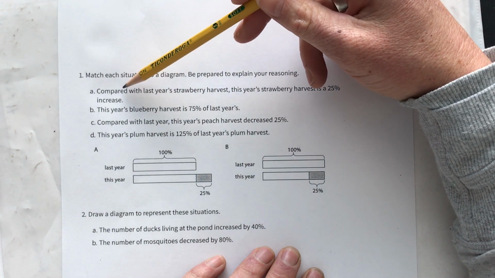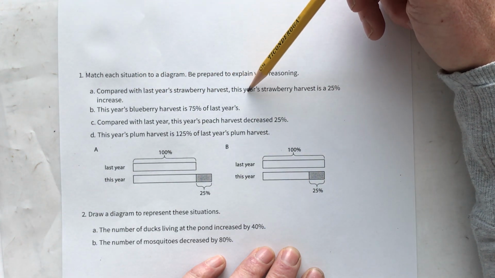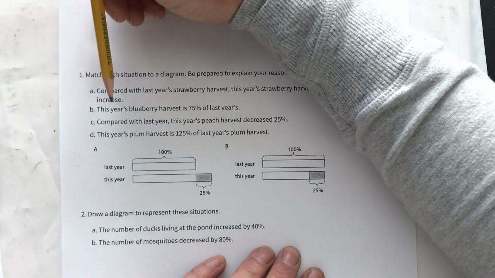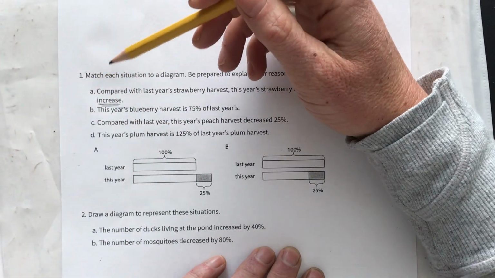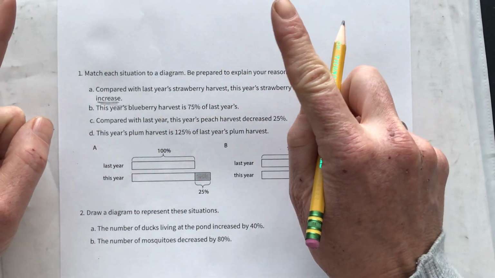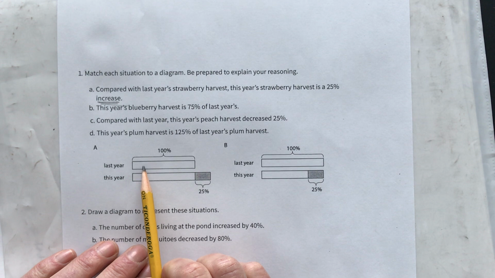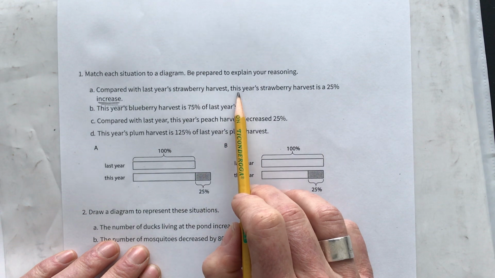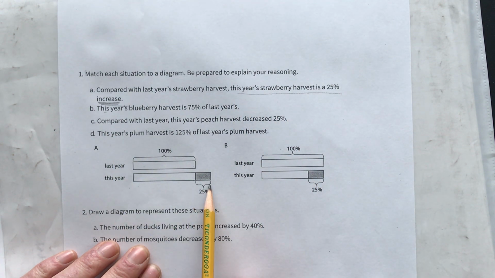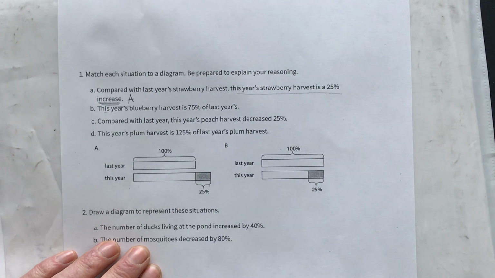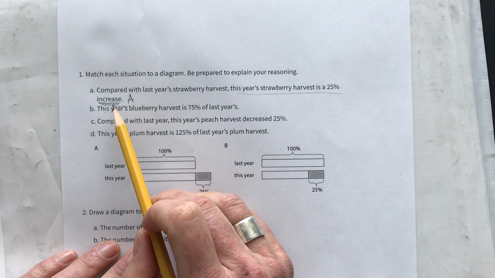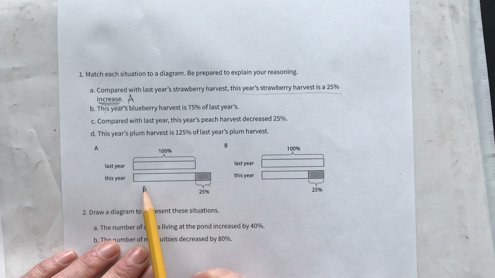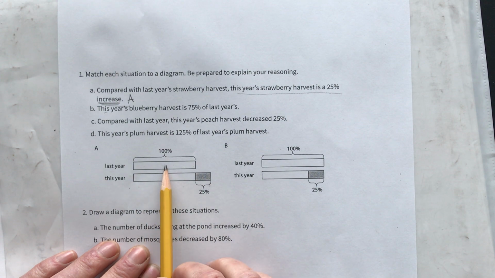One option here is: compared with last year's strawberry harvest, this year's strawberry harvest is a 25% increase. I'm going to underline increase because it's important. That tells me that a new tape diagram should be longer than my original one. If I look at this one here, it says this is 100%, and then this year is a 25% increase, so it's 25% more. So that would work for this one. The general rule is whenever you see percent increase, your new tape diagram should be longer than the original one. Conversely, if you see a longer tape diagram than the original one, you know it's referring to a percent increase.